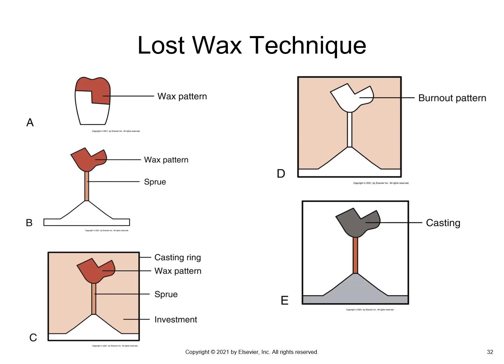And so here is our wax pattern in A. You can see that the wax pattern has now had a sprue added to it. The sprue is that bottom arm. Then we place a casting ring, and the wax pattern is inside that, attached to the sprue, and they fill this with investment. Then the wax is burned off, leaving behind this pattern that is then filled with molten metal, and it's removed from this investment, and the sprue is removed, and now you've got your cast.